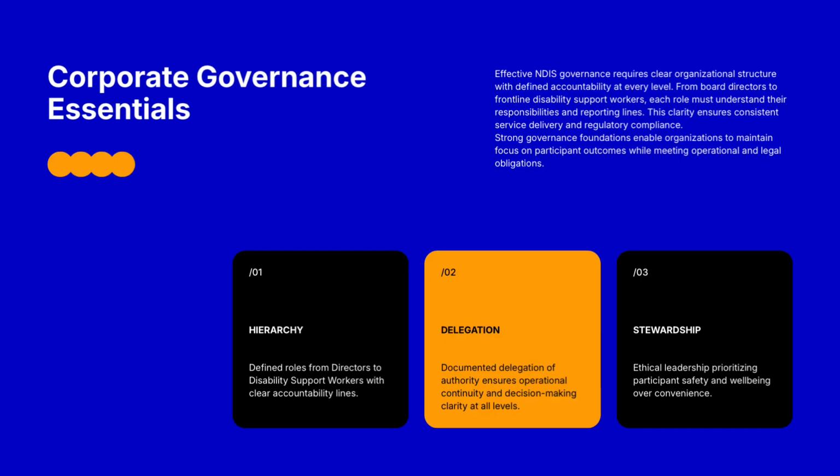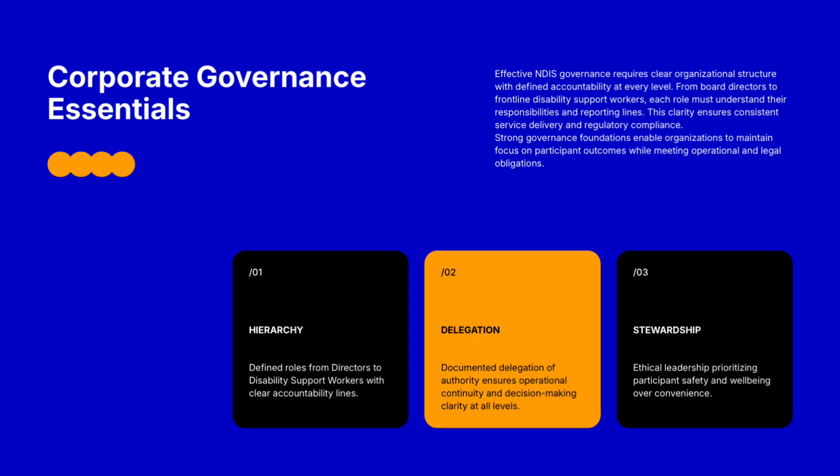To execute policy on governance, the operational infrastructure relies on three core governance essentials: hierarchy, delegation, and stewardship. First, the organizational hierarchy is clearly delineated from the board of directors down to the frontline disability support workers. This structure removes ambiguity regarding reporting lines, operational boundaries, and clinical escalations.